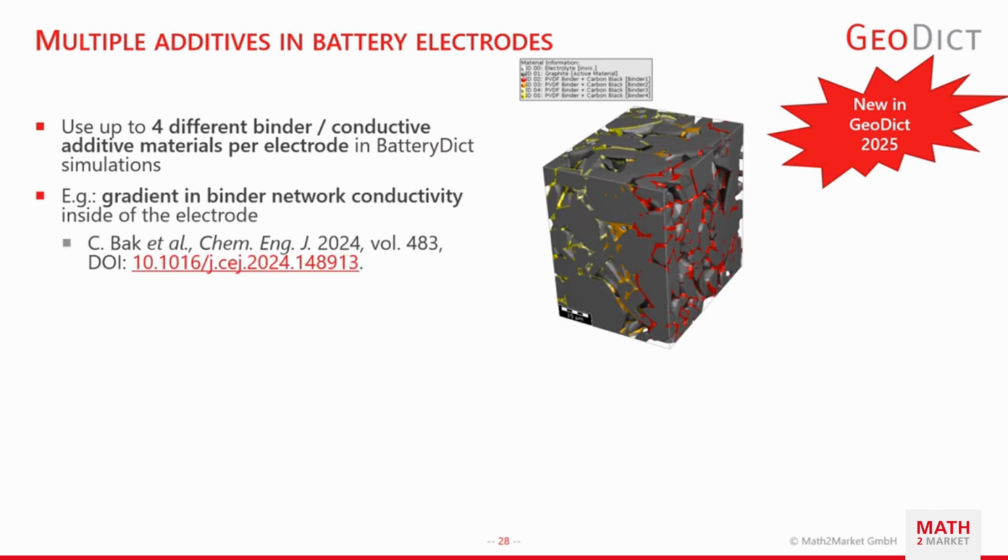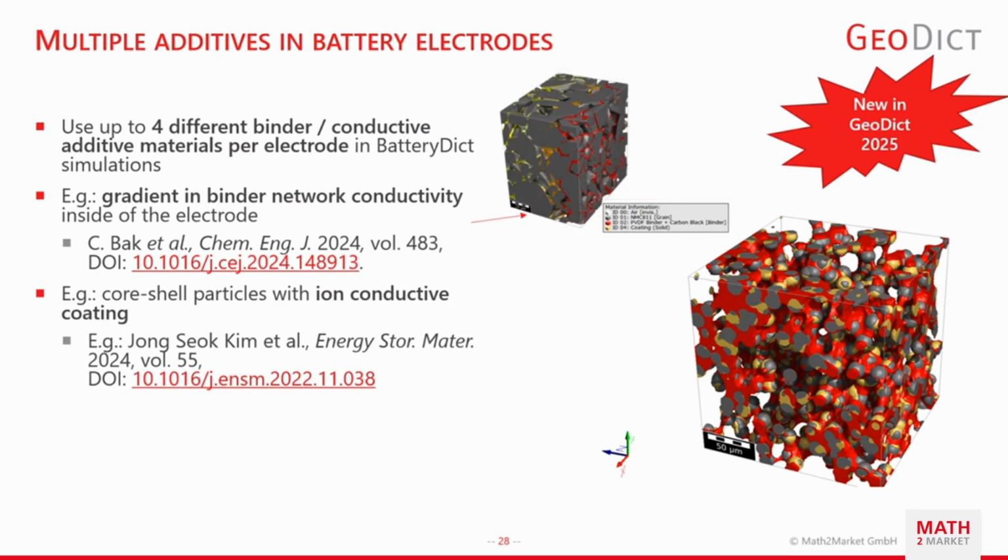And what can you do now with the new possibility? So it's known from the literature that the conductivity in the CBD phase is not the same all over the battery electrode, but due to the fabrication process, you have a gradient in the electronic conductivity. And you can now use 4 different material IDs to represent the areas with higher conduction and lower electron conduction in the CBD phase, and then perform electrochemical simulation.